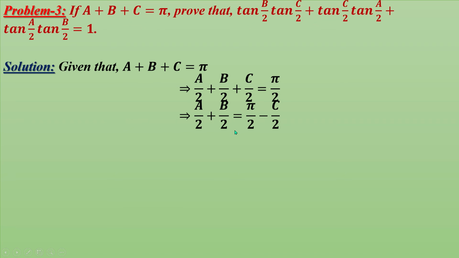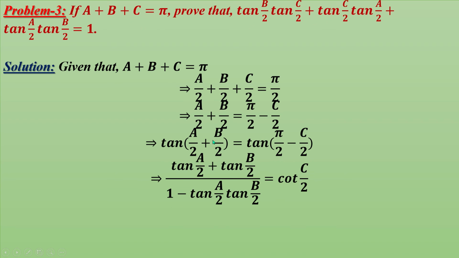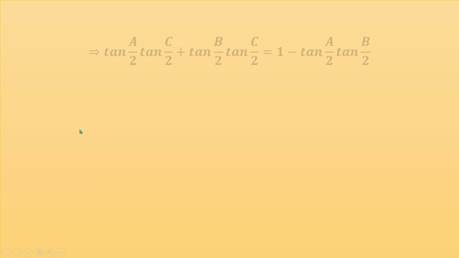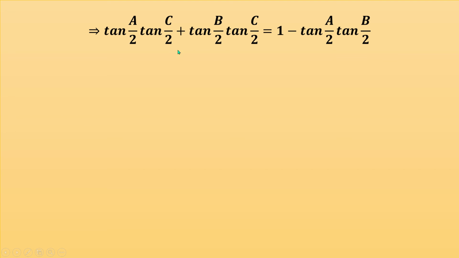Now a/2 plus b/2 equals pi/2 minus c/2. Now taking tan on both sides, we'll get this. But this equals tan(a plus b), meaning (tan a plus tan b) divided by (1 minus tan a tan b). This equals cot c, as here is pi/2, and tan becomes cot, so cot(c/2) you can write as 1 by tan(c/2). That means 1 by tan(c/2), the left side fixed. Now cross multiplication, we'll get tan(a/2) tan(c/2) plus tan(b/2) tan(c/2) equals 1 minus tan(a/2) tan(b/2).